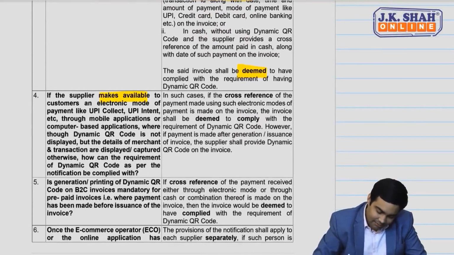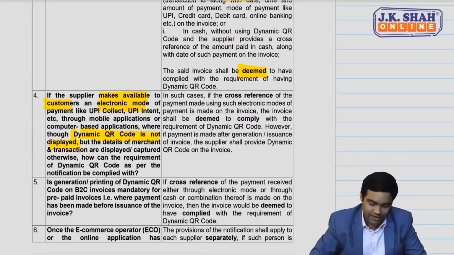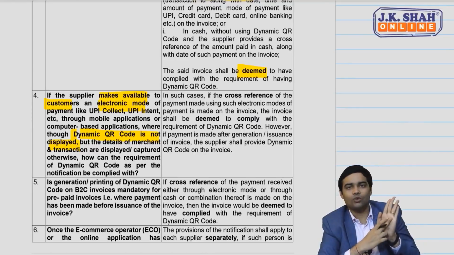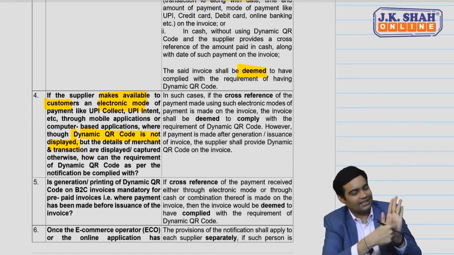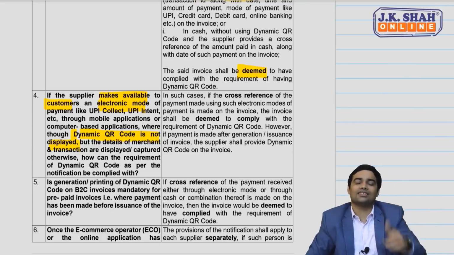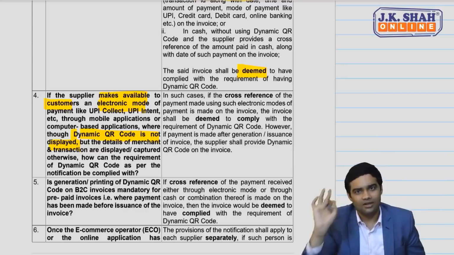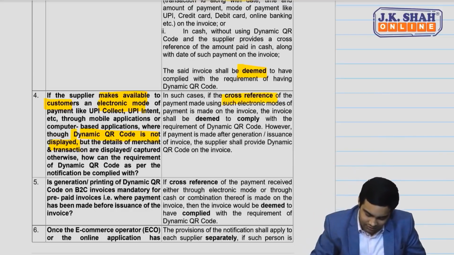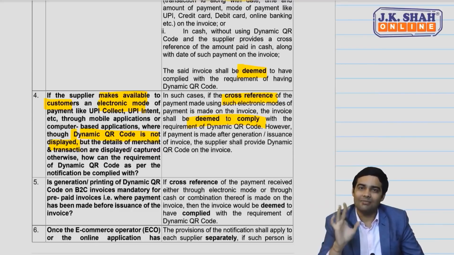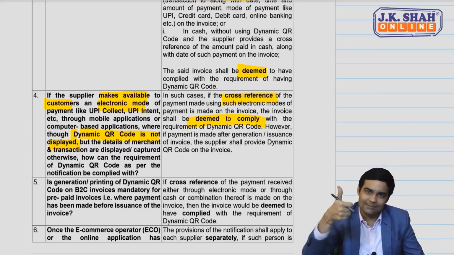Next, see the next one. If the supplier makes available to the customer electronic modes of payment where dynamic QR code is not displayed. So you have not displayed the dynamic QR code, but you have provided UPI, UPI collect and all these modes, and he scans and you are able to provide a cross-reference. Is it sufficient compliance? What does government want? Cross-reference. If cross-reference is given, deemed to be complied. Wonderful, sir. That means government at the end of the day only wants to track payments of B2C transactions.